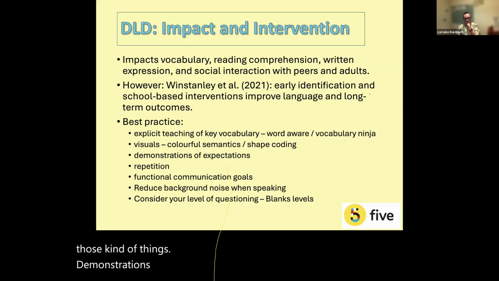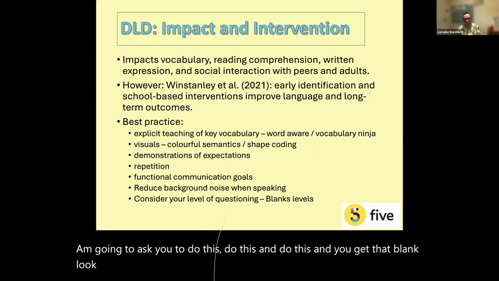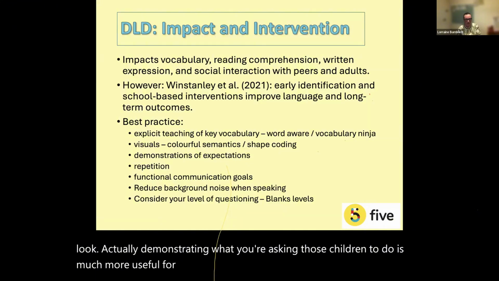Demonstrations of expectations rather than telling them verbally. So I am going to ask you to do this, and do this, and you get that blank look. Actually demonstrating what you're asking those children to do is much more useful for children with language disorders.